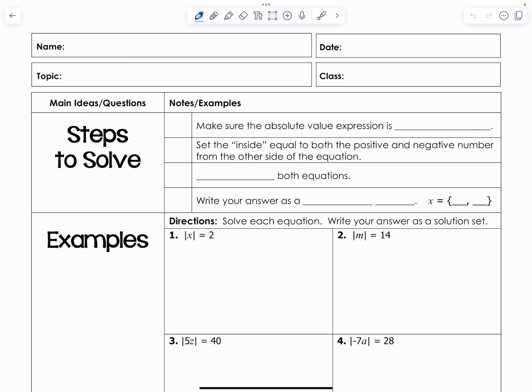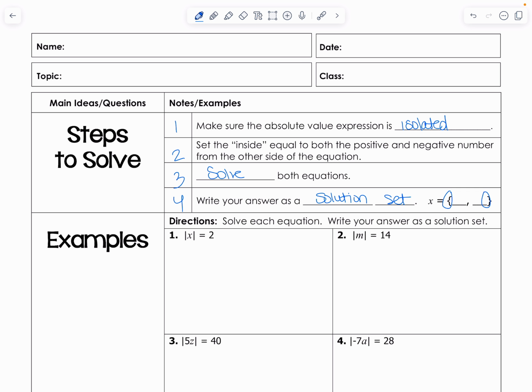Let's go ahead and take a look at this lesson. So here are my steps 1, 2, 3, and 4. Make sure the absolute value expression is isolated. That's my step 1. Set the inside of the absolute value equal to both positive and negative number on the other side of the equation. Then we want to solve both equations. And then you want to write your answer as a solution, what we call a solution set, which is with these little curly brackets here.